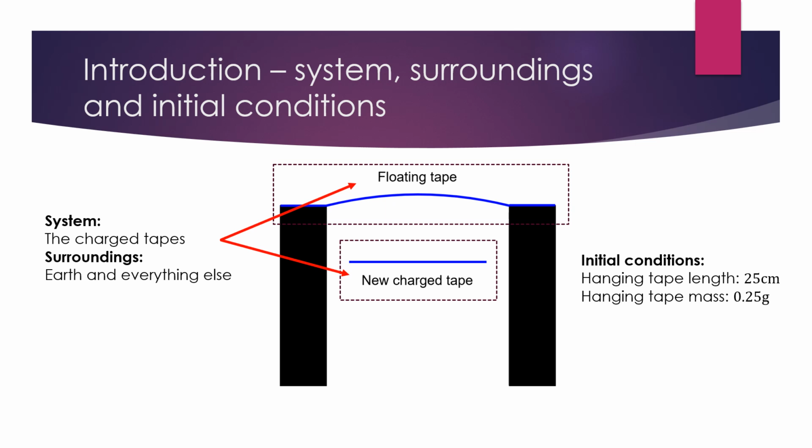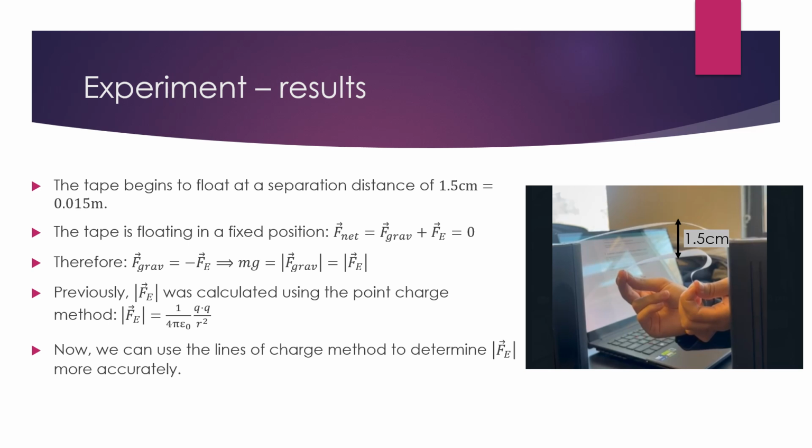For initial conditions, the length of the tape is 25 centimeters and its mass is 0.25 grams. After conducting the experiment, we measured that the tape begins to float when the separation distance is 1.5 centimeters, as seen in the image. Because the tape is floating in a fixed position, its net force must be zero. Therefore, the force of gravity is opposite in direction and equal in magnitude to the electric force. Previously, we used the point charge method, but now we can use the lines of charge method to determine Fe more accurately.